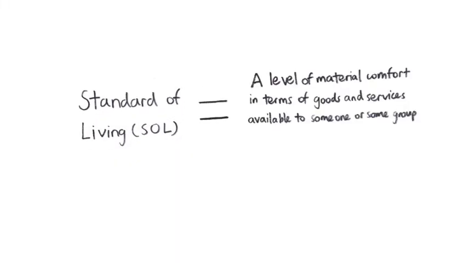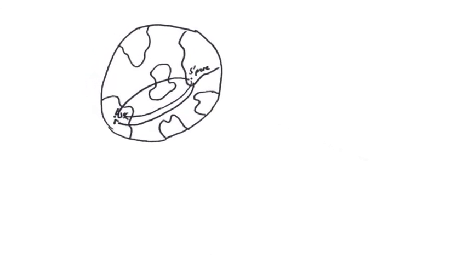Standard of living is defined as a level of material comfort, in terms of goods and services, available to someone or a group of people. The non-material aspect of standard of living would also increase as well.